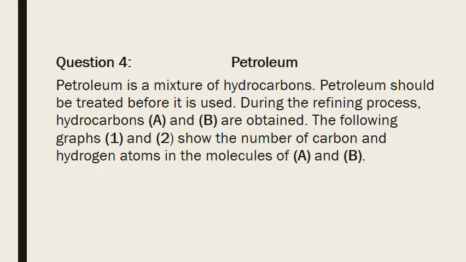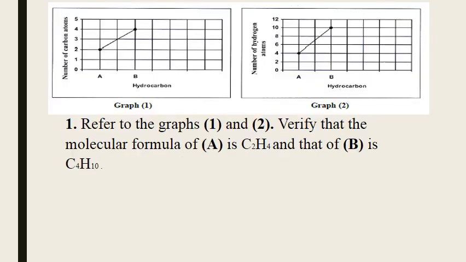Question 4 says, petroleum is a mixture of hydrocarbons. Petroleum should be treated before its use. During the refining process, hydrocarbons A and B are obtained. The following graphs 1 and 2 show the number of carbon and hydrogen atoms in the molecule of A and B. So it says, number 1, refer to the graphs 1 and 2, verify that the molecular formula of A is C2H4 and that of B is C4H10.